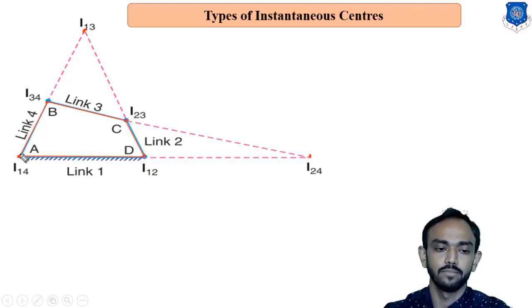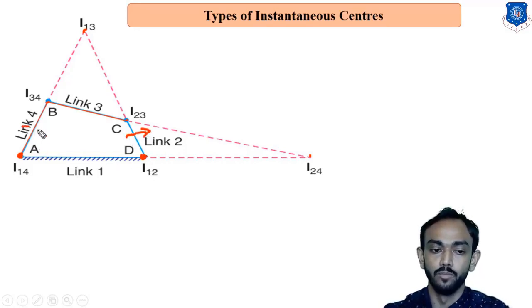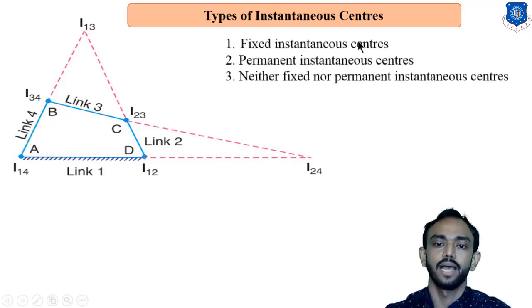The joint point is I14, and the connecting point of link number 1 and link number 2 is here, known as I12. You can check here, this point will permanently be here. If this link is rotating, this point will not move. It will be in a steady condition, because link 2 is purely rotating with respect to this point, and this point will be here. That's why it is known as a fixed I center.